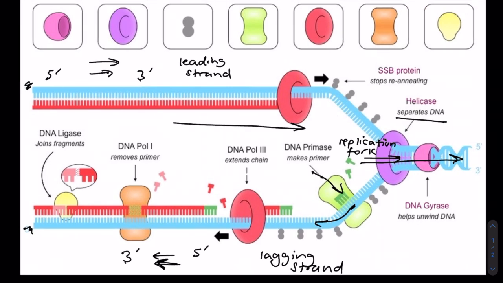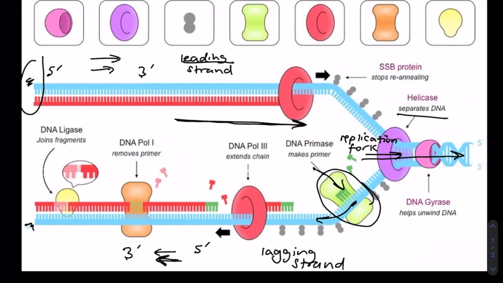Next, we have DNA polymerase 1. As the lagging strand is synthesized in Okazaki fragments, it has many of these RNA primers just on the strand. For the leading strand, we only need one RNA primer at the very beginning. After that, it's just DNA polymerase 3 that continues to extend it. However, on the lagging strand, we have multiple, and because of that, DNA polymerase 1 is needed to replace these RNA primers with DNA nucleotides.